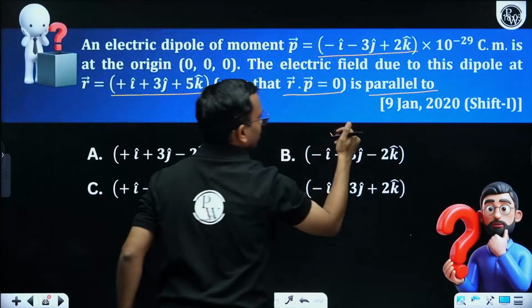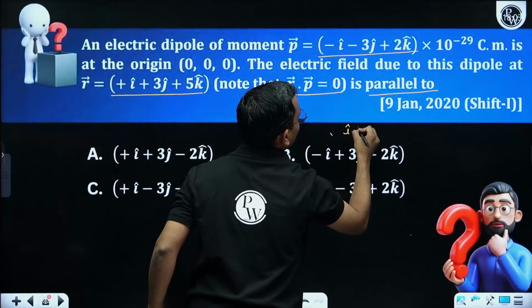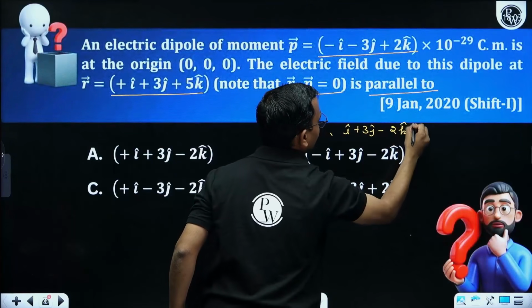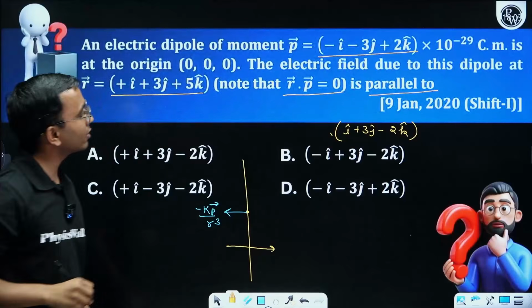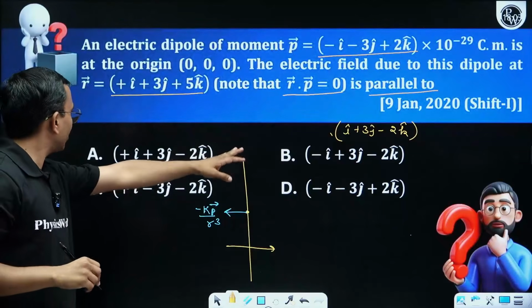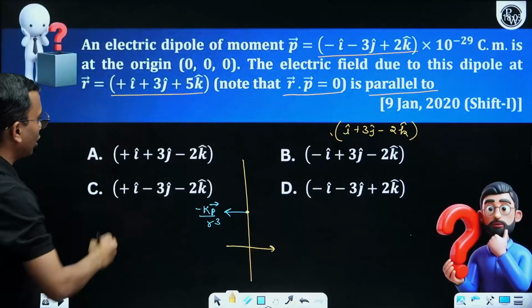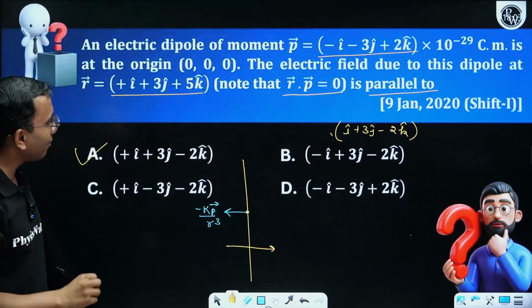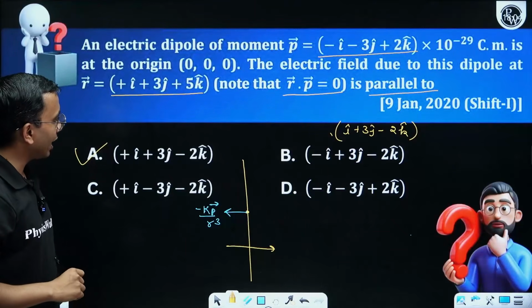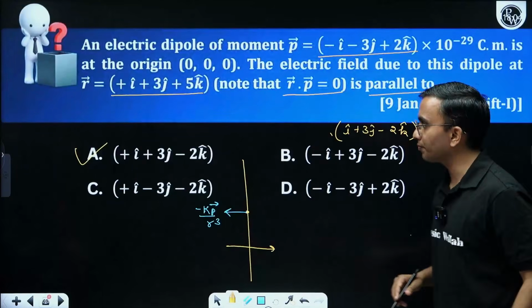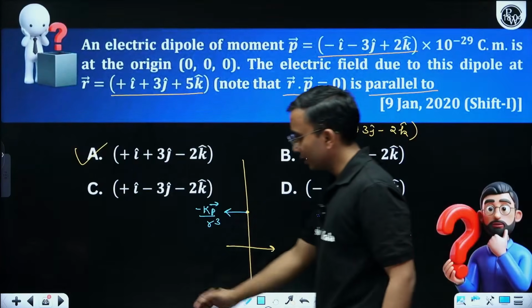So minus of this you take, that is i cap plus 3j cap minus 2k cap. It should be along this. I took minus of that, so it should be along this. Now check which vector it is. Option A: minus i cap plus 3j cap minus 2k cap. Yes, A is the correct match here. Got it?